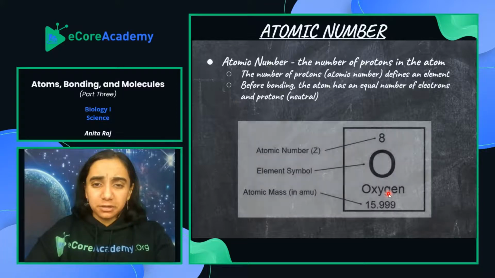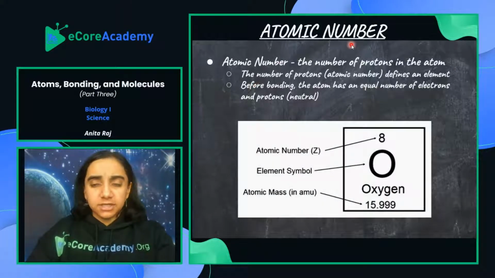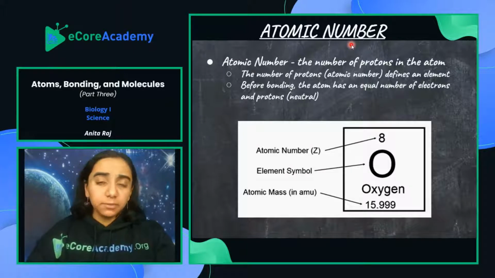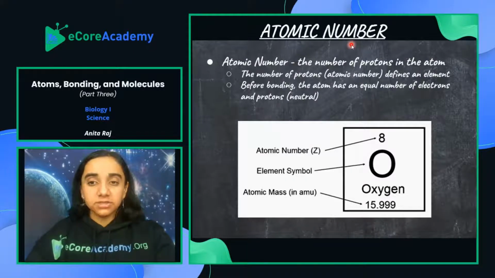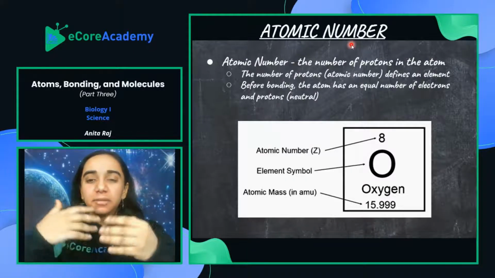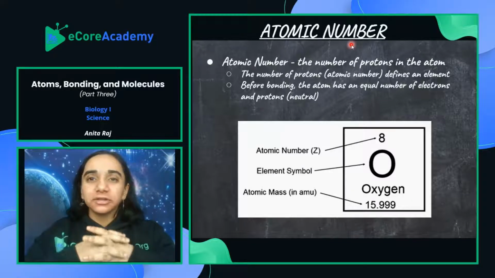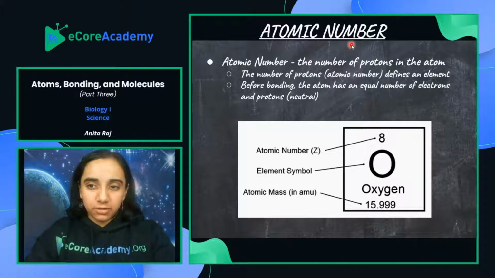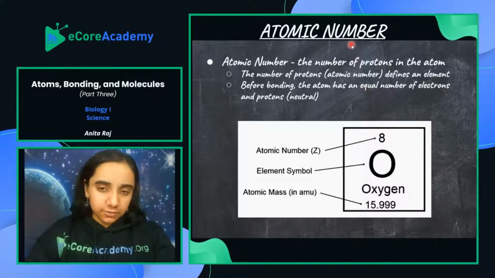Moving on, the atomic number. The atomic number is the number of protons in the atom. So it's the number of protons. In other words, atomic number and the number of protons are literally interchangeable words, because atomic number equals number of protons. And this number will define an element. And I'll explain why. Before bonding, the atom has an equal number of electrons and protons, meaning it's neutral. So I'll explain all of that.